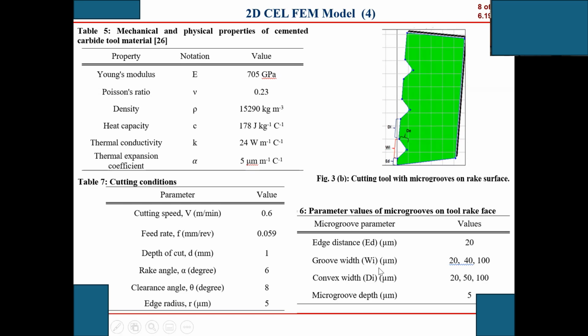And so here is the pattern of how the micro grooves are changed. The edge radius we use 20. The groove width is from here to here, and WI we use 3 values. So we use multiple tools. For this one, we change 20, 28, 40, 100. And the convex tool width from here to here is DI, and we also use 20, 50, 100. And the micro groove depth, how deep the micro grooves are, we use 5 micrometers. So this is the micro groove cutting tool.